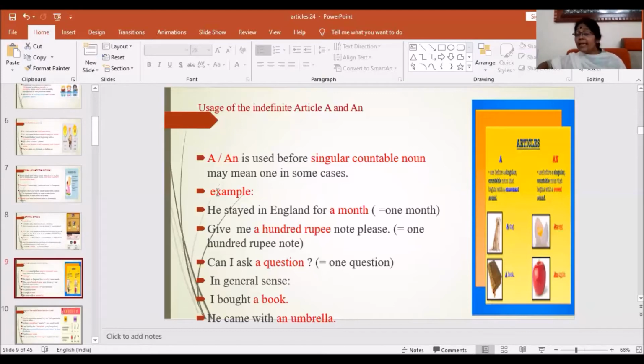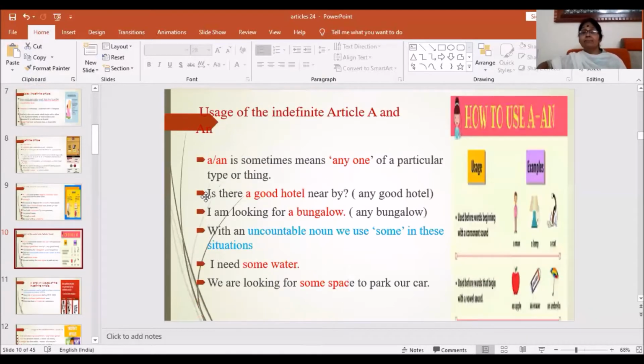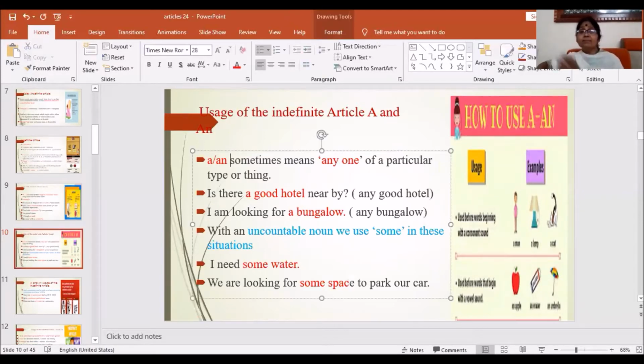Next, a and an sometimes means any one of a particular type of thing, right? For example, is there a good hotel nearby? Any good hotel, right? Or I'm looking for a bungalow, any bungalow, right? So in that sense also we use our article a or an.